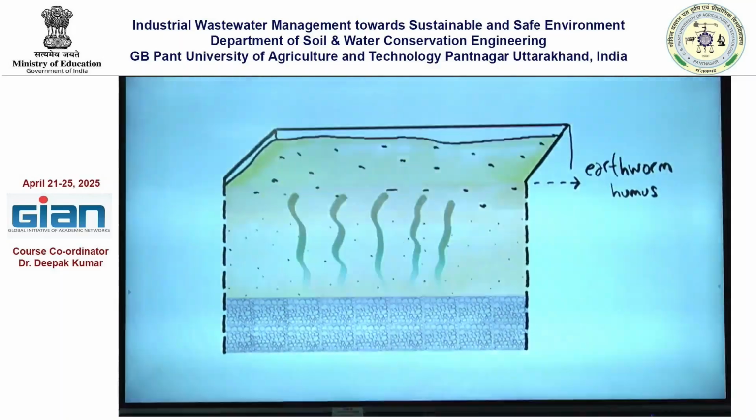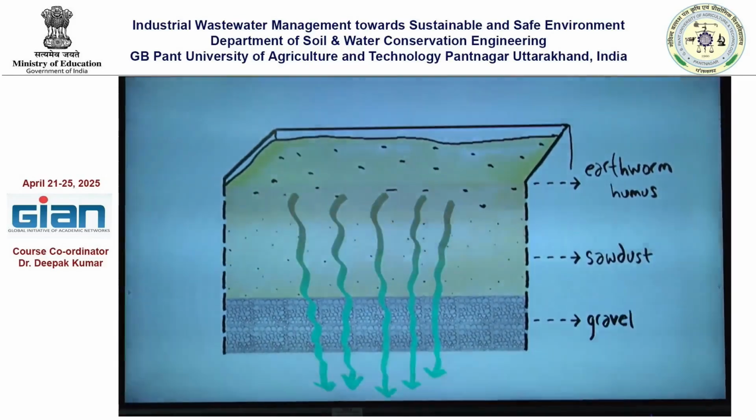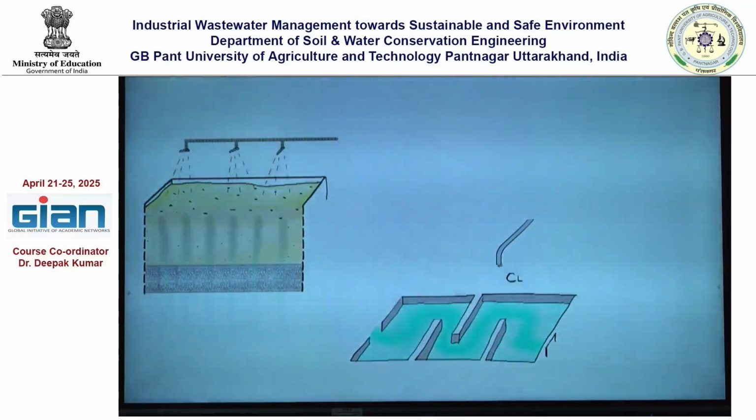Gravity carries the water down into the second layer, solids, and then in the third layer, gravel. The solids and the gravel serve two purposes. They filter out solids and contain bacteria that can process dissolved contaminants.